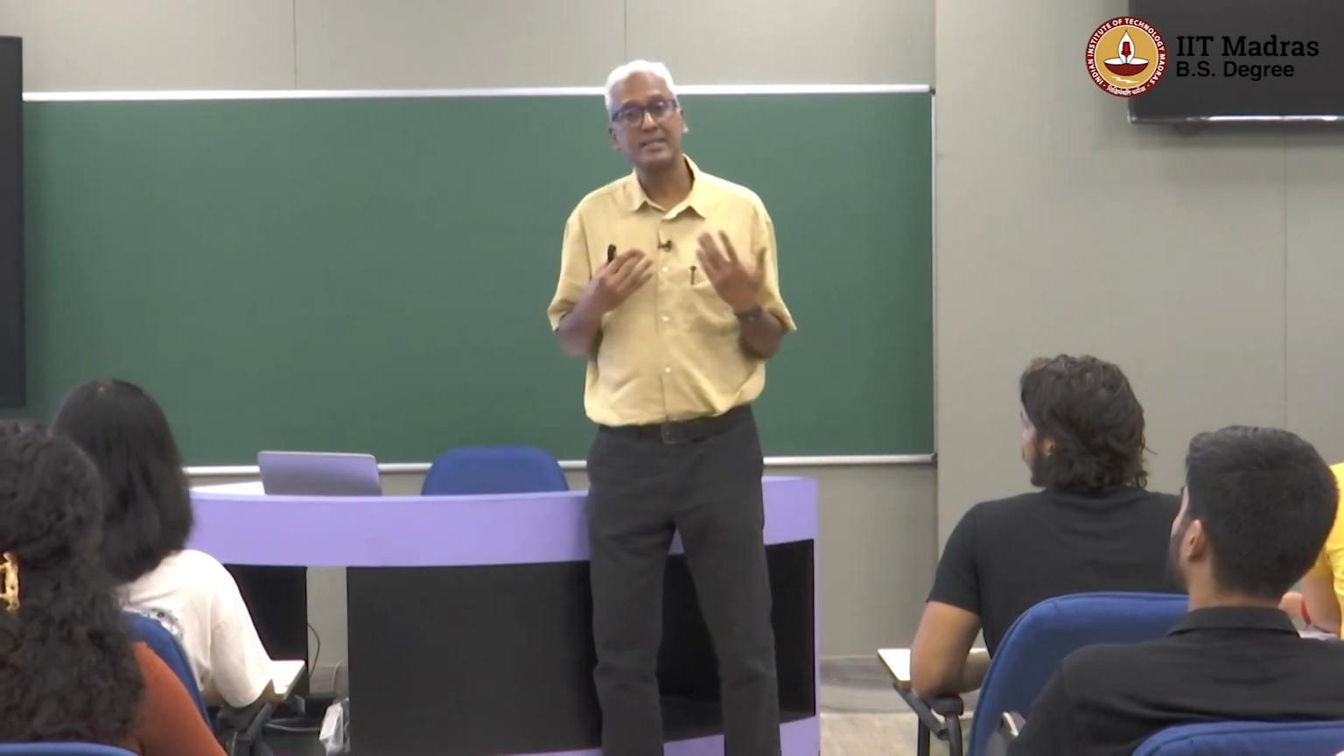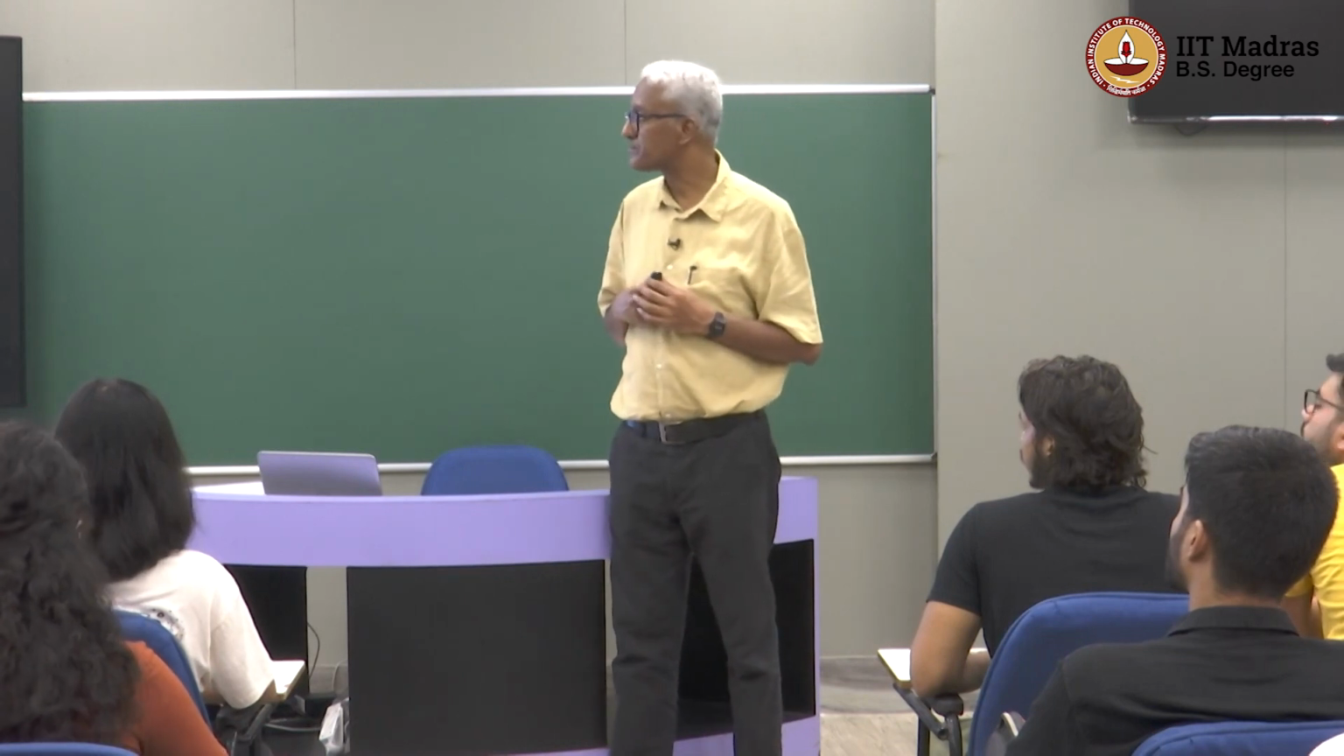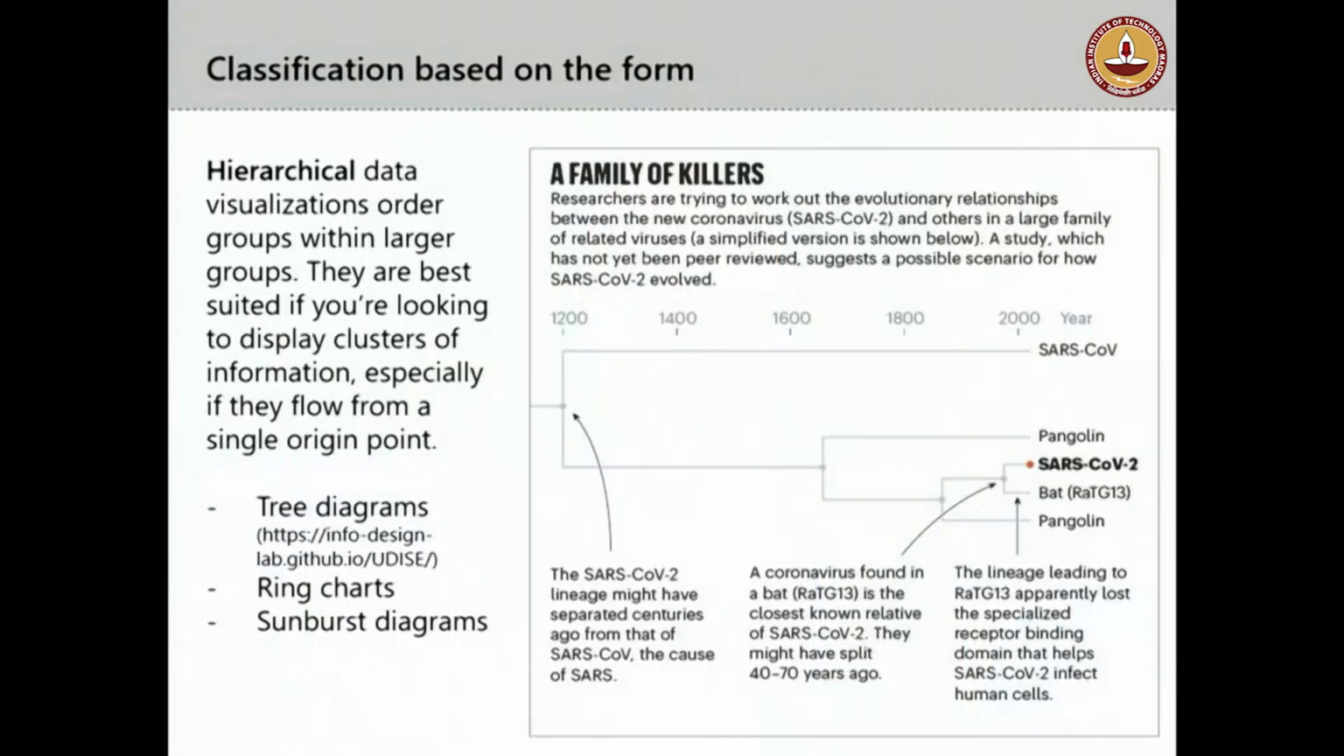Okay, then there is hierarchical data. Visualizations order groups within larger groups. They are best suited if you are looking to display clusters of information, especially if they flow from a single point of origin. Okay, so a classic example of hierarchical data is the tree diagram, right? You start with the stem and then branches and further branches and further branches and so on. Okay.